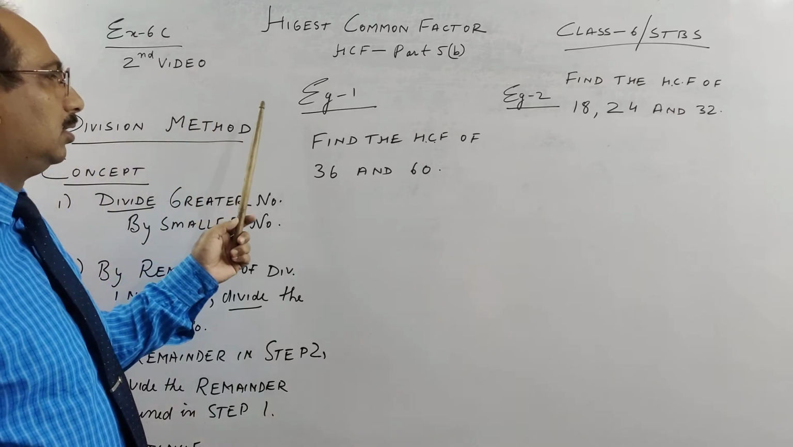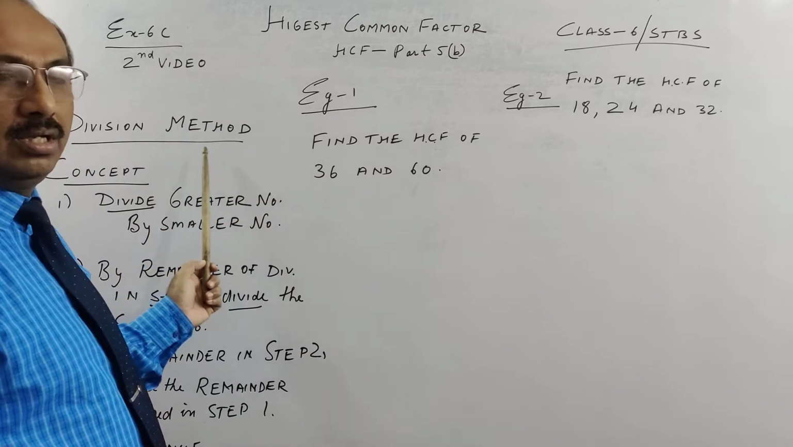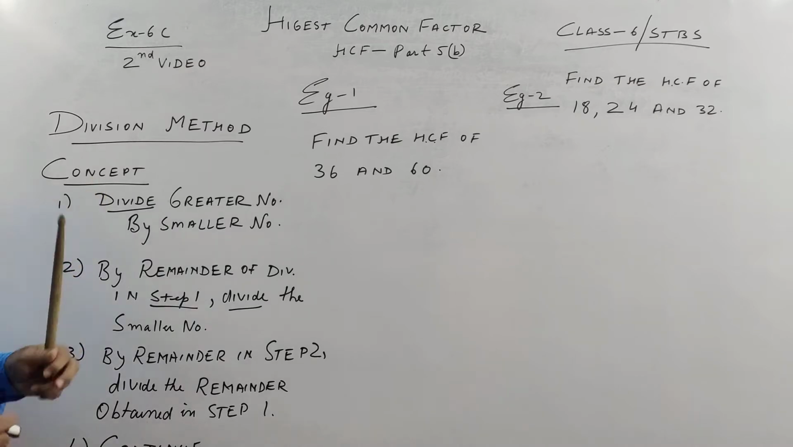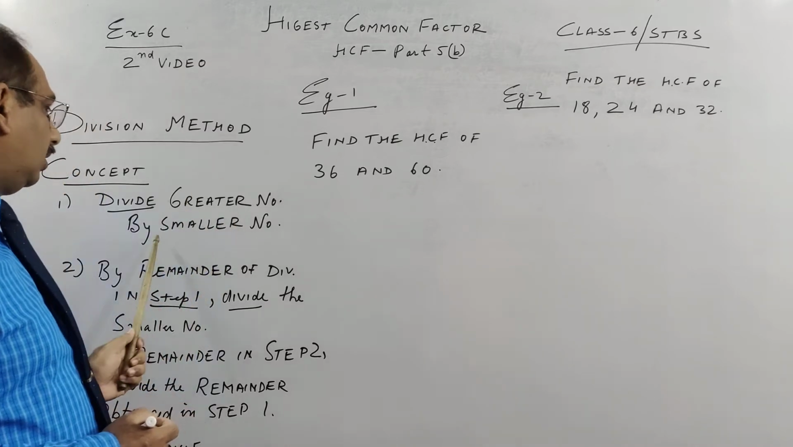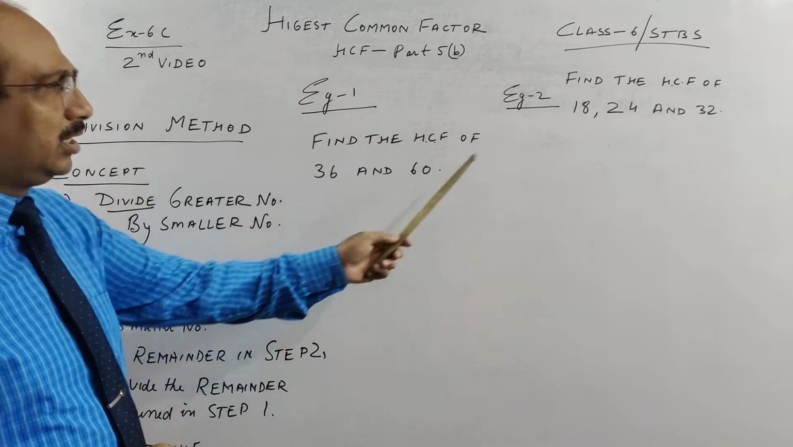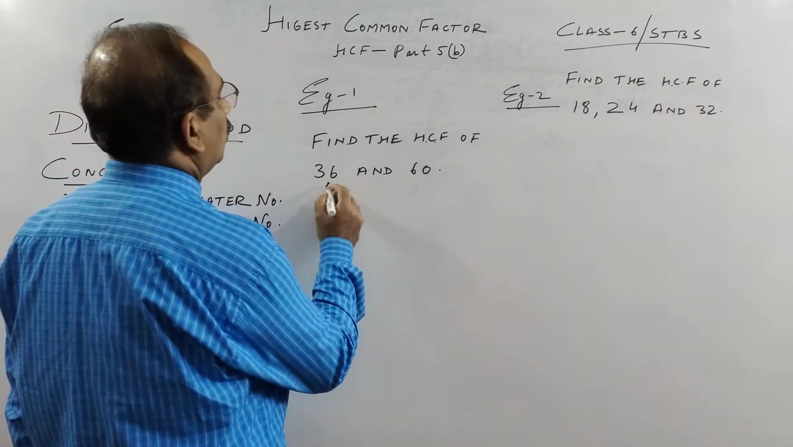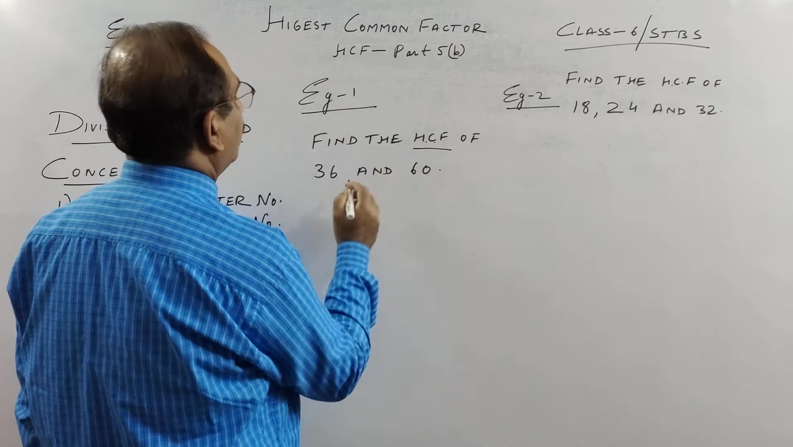So here the third method we start, which is the division method, and here also, on the whiteboard, we are going to do two sums. We start with the concept: we divide the greater number by the smaller number. When there are three numbers, I'll show you. The first example I'm showing you with two numbers only. Find the HCF of two numbers.